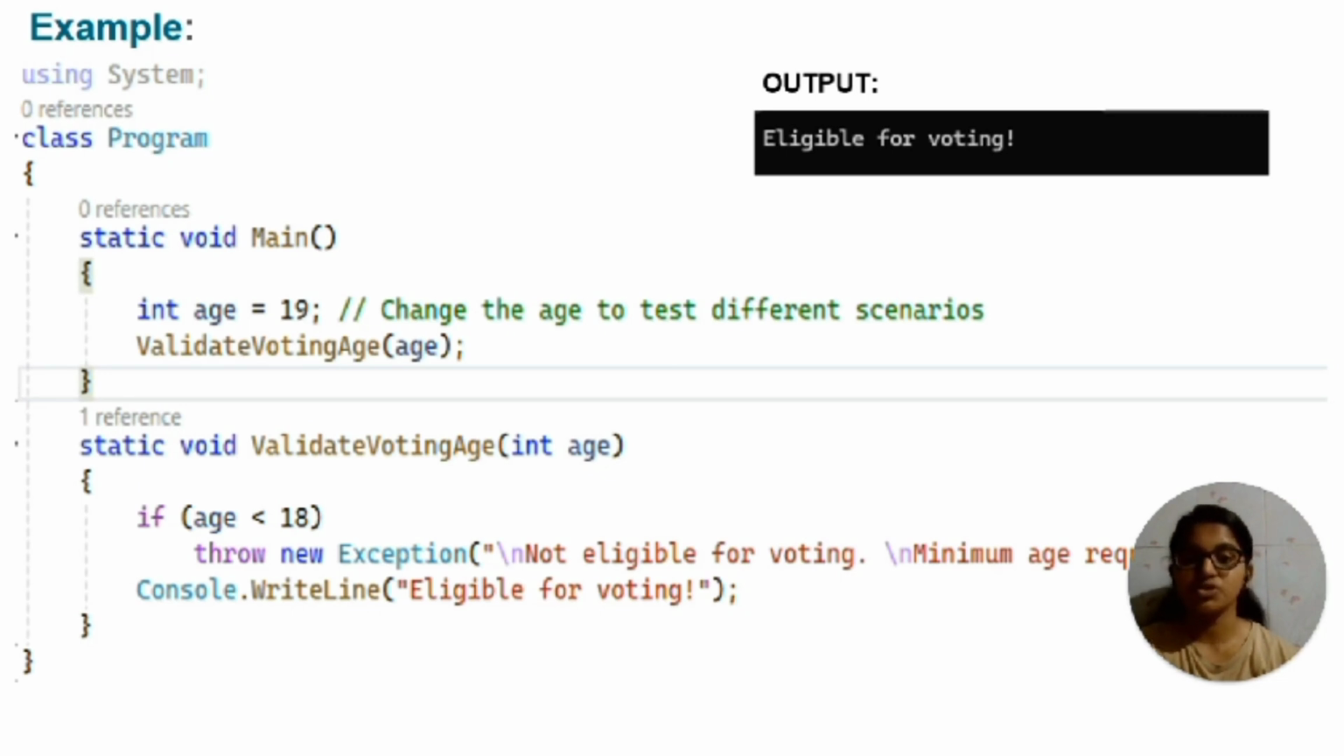When an exception is thrown, the program execution stops. Remember to choose the right exception type and provide meaningful error messages.